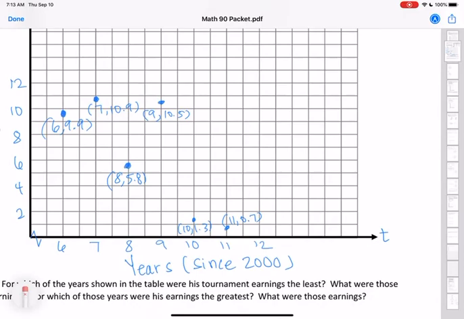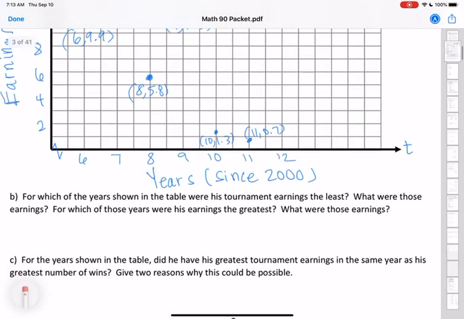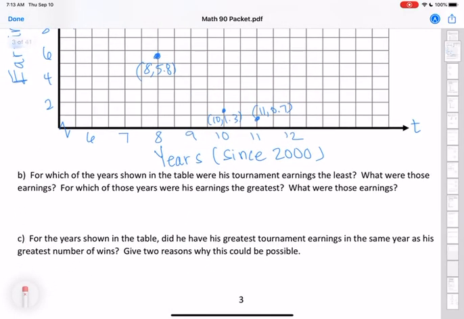So if you did not get a chance to try these 2 questions here at the bottom, go ahead and hit pause. For part B, it says, for which of the years shown in the table were his tournament earnings the least? What were those earnings? And for which of those years were his earnings the greatest? And what were those earnings?